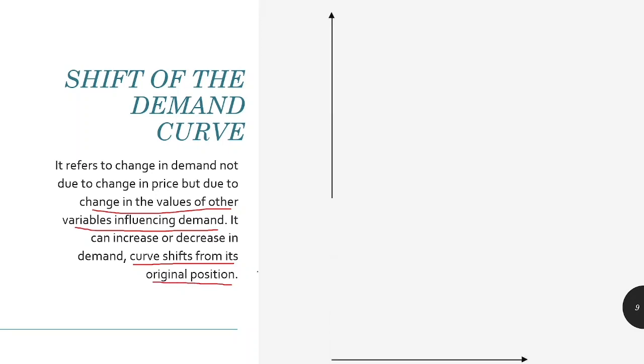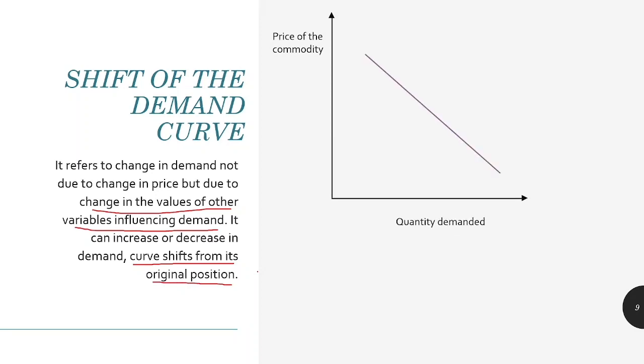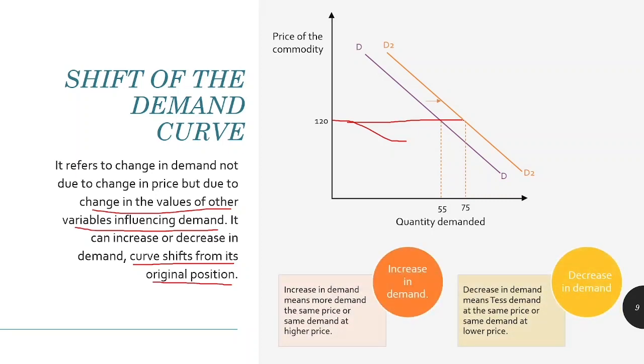Graphically, we have the price of the commodity on the y-axis and on the x-axis we have quantity demanded. This is our original demand curve. Suppose the price is 120 rupees. The quantity demanded is 55, right? Now suppose the demand curve shifts to the right. At 120 rupees only, you are purchasing 75 units of the commodity. So the new demand curve is D2, and this is an increase in demand because we are buying more quantity at the same price.